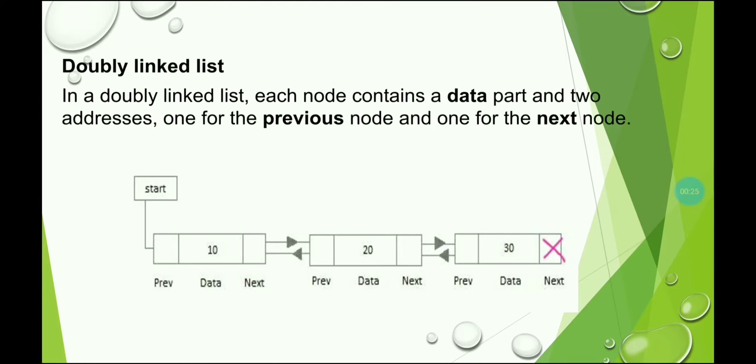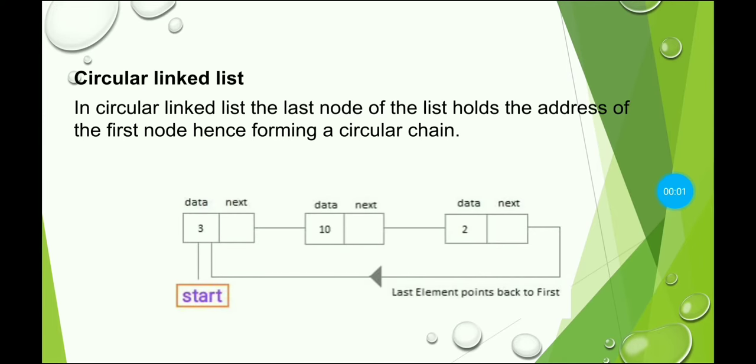Doubly linked list, each node contains three fields, that is the address to the next node, the address to the previous node and the data part. See the diagram here. The first node is 10, the address of the first node will be contained in start or head node. The second node is 20, it has the address of its next node as well as the address of its previous node, and so on up to the end of the list. In circular linked list, the last node always contains the address of the first node, and a new element can be inserted only if previous nodes are free.